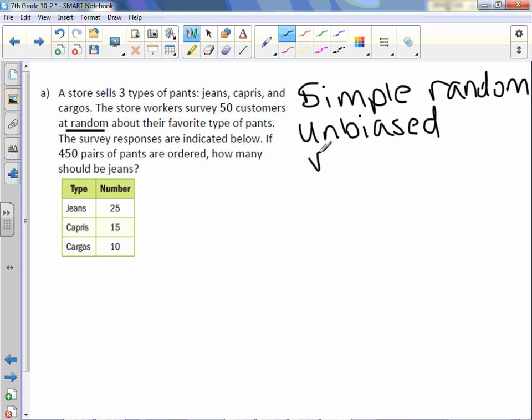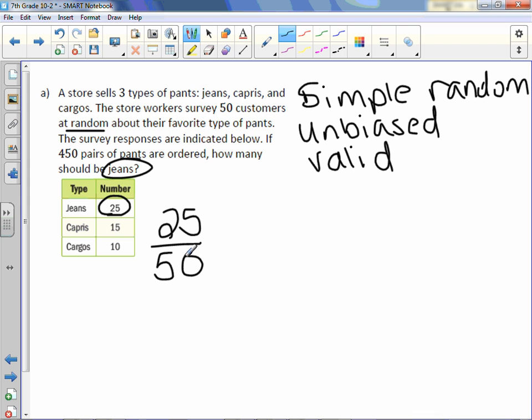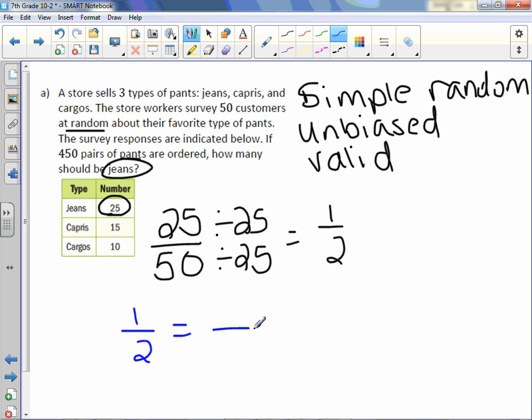which means it's valid. Because I know it's a valid method, I can now use the method to find predictions we learned in the previous lesson. So we are concerned with jeans. There are 25 jeans out of 50 people. I'm going to go ahead and reduce that so I have easier numbers to work with. And I get 1/2. So to make a prediction, we're going to take that probability of 1/2 and set it up in a proportion.